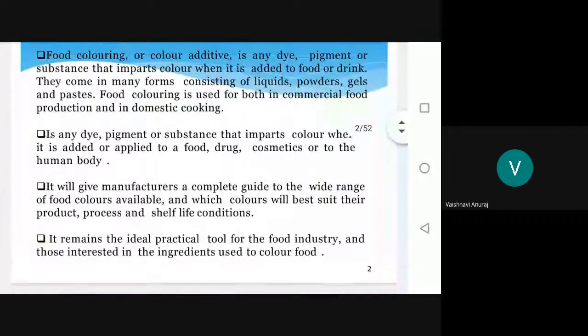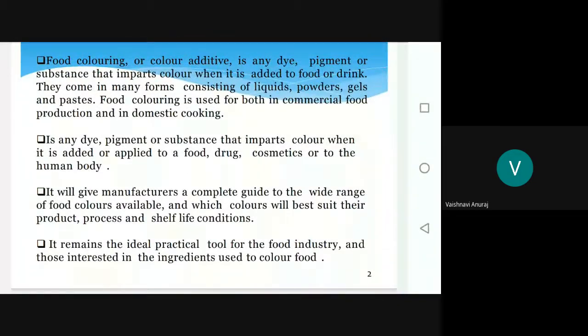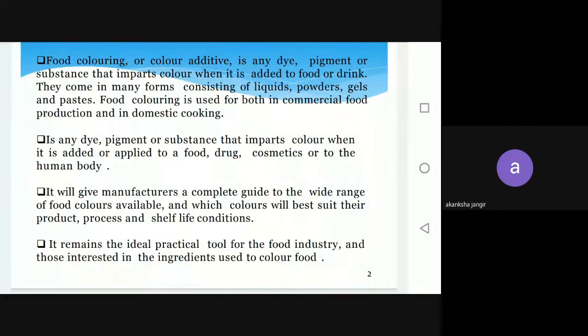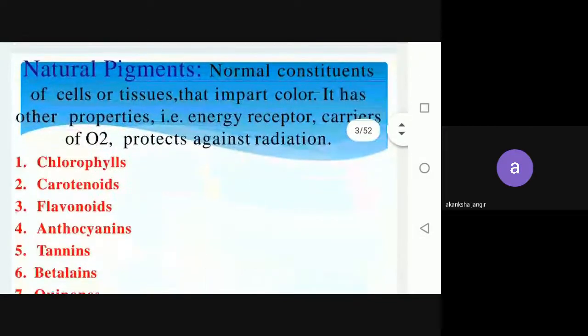Very basic slide. I hope you have read the slide. Have you read the slide? All of you? Yes, ma'am. Okay, then I'm moving on to the next slide.